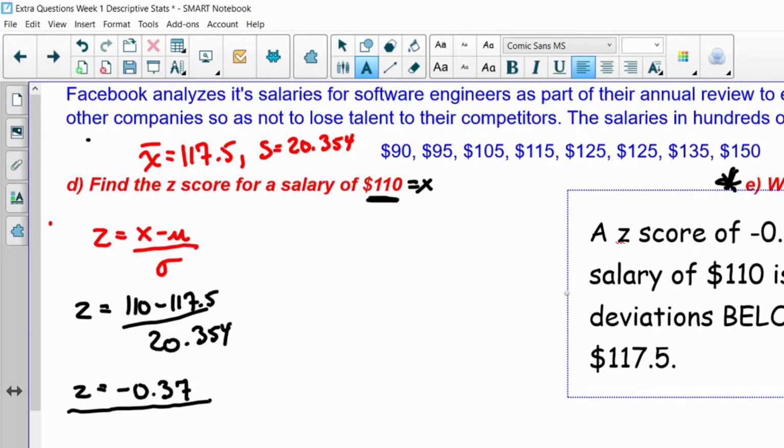So z-score is normalized data. They take into account what the standard deviation is and what the mean is, and they take one score and they normalize it and tell you whether or not that score is a certain number of standard deviations above or below the mean. So in this case, because we're negative, that just simply means we're below the mean salary, and 0.37 standard deviations below the mean is how far below the mean we are.